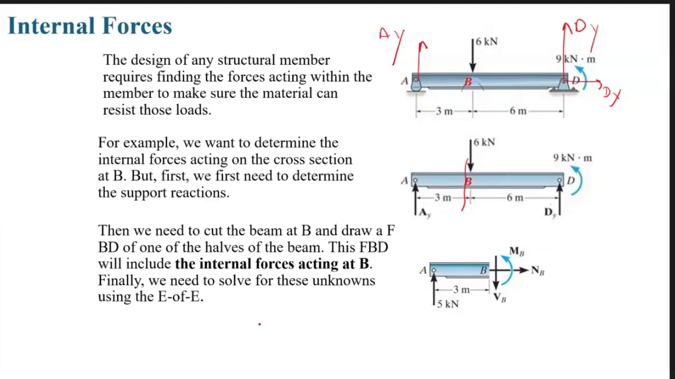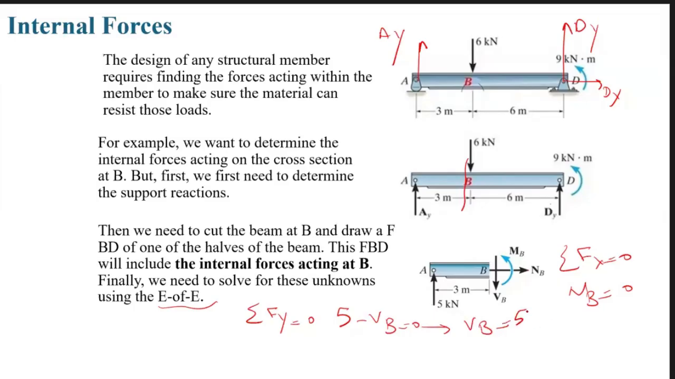Then we write the equations of equilibrium, or EOE. We write the summation of Fx is 0. As we don't have any external force in the x direction, NB is 0. We write the summation of Fy is 0: 5 kilonewton upward positive, VB downward negative, equals 0. So we find VB is 5 kilonewton. And we consider positive, right? When we find positive, it means the direction we assumed is correct. So VB should be downward.